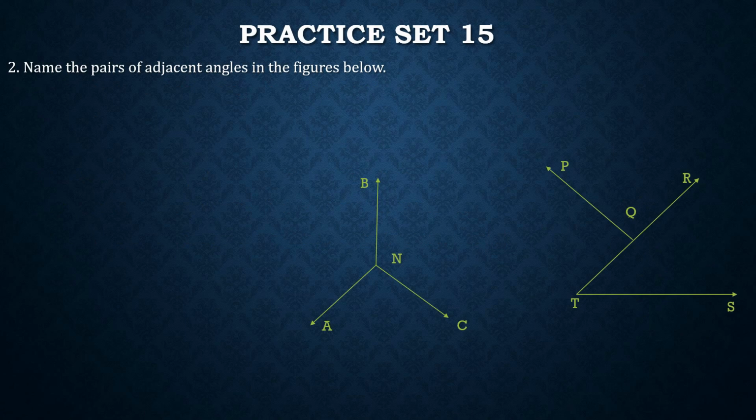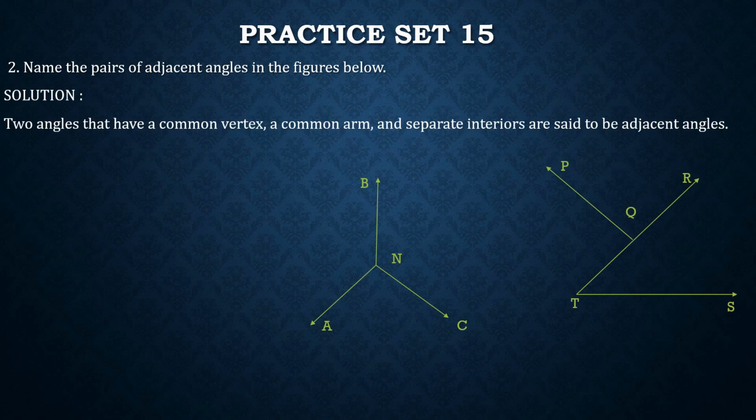Let us see the next sum. Name the pairs of adjacent angles in the figures below. Solution. Two angles that have a common vertex, a common arm and separate interiors are said to be adjacent angles. This is the basic definition of adjacent angles. So we have to see whether the pair of angles satisfy the property of common vertex, common arm and separate interiors. If they satisfy this property, then they are said to be adjacent angles.